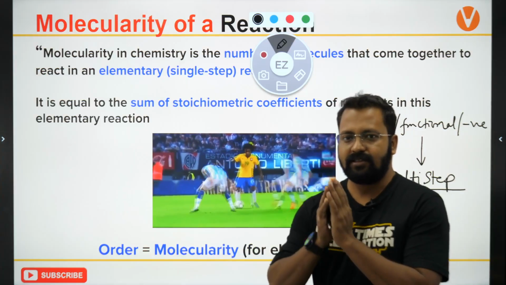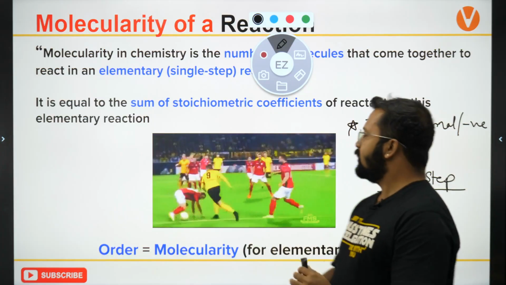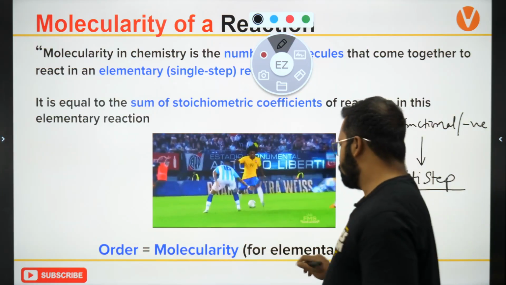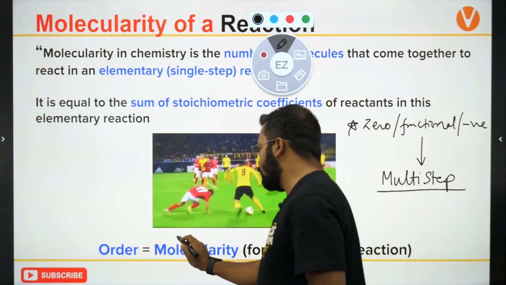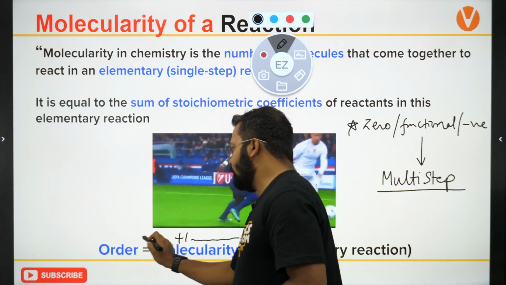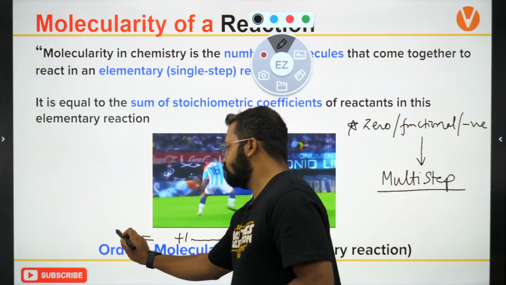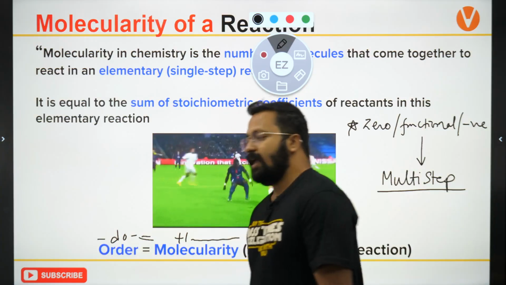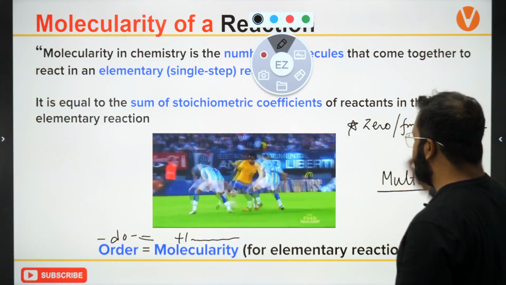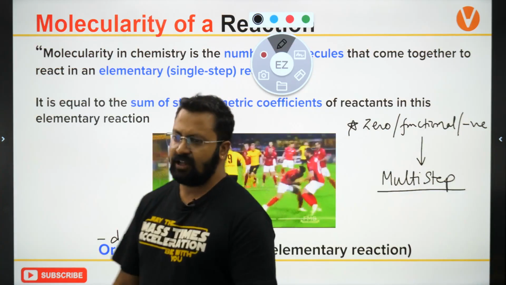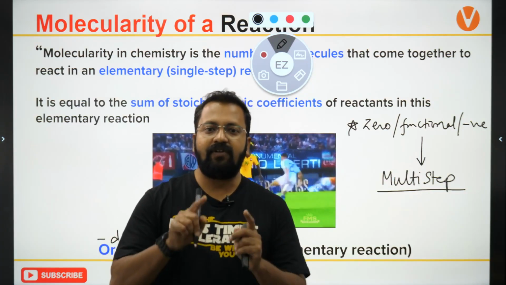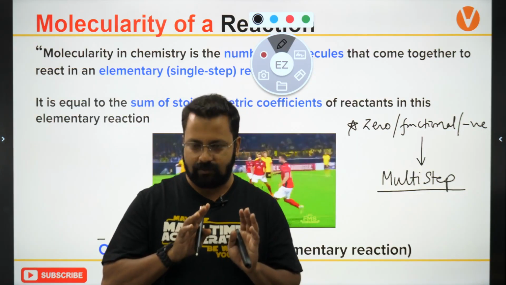The reason why this statement is correct is because order is the same as molecularity. So in an elementary reaction, if molecularity is 1 and so on, it will be the same for order. But if I take zero, fractional or negative, can I define molecularity for that? No.